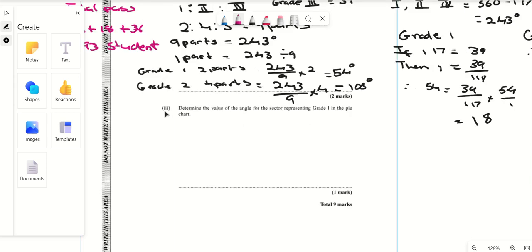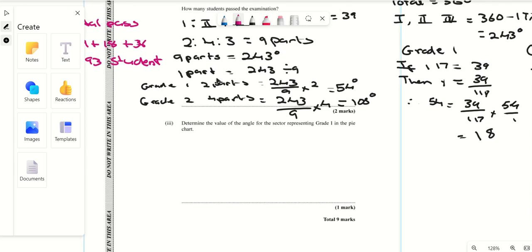Right, so part 3 says determine the value of the angle for the sector representing grade 1. We already found that above here. When we had to find out for grade 1, it was actually 54 degrees, so that is the answer. Grade 1 is 54 degrees, and that is your answer for part 3, and that would be the end of January 2021.